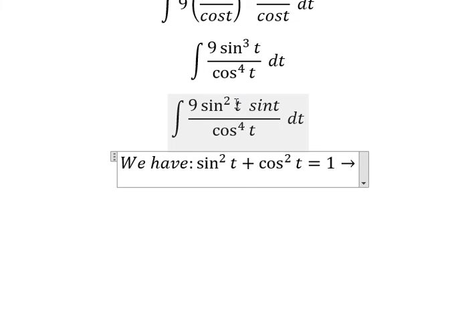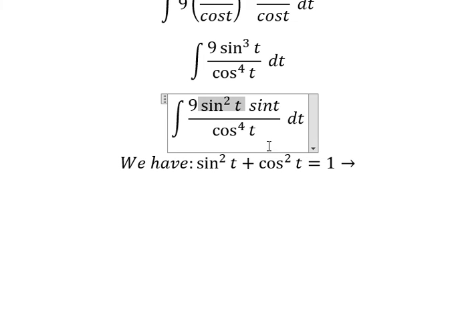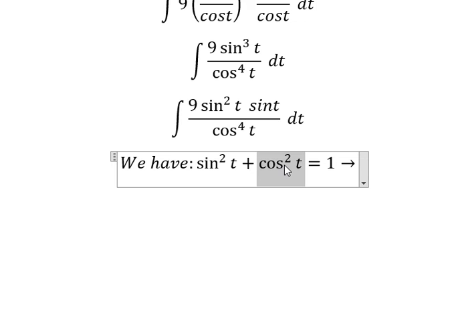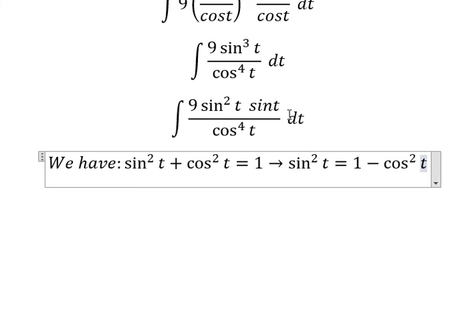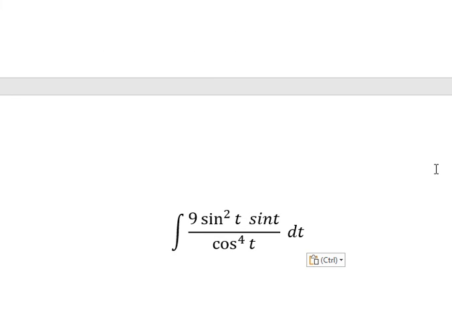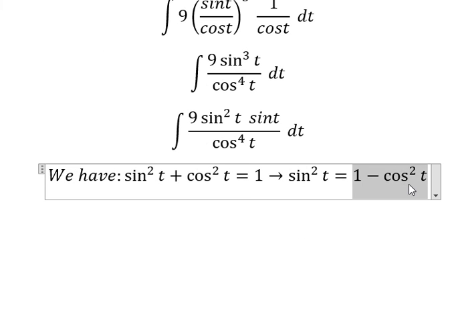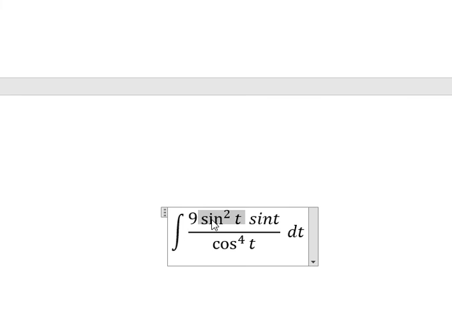So we have sin t squared in here. So I will put this one go to the right. So I will put this one going here.